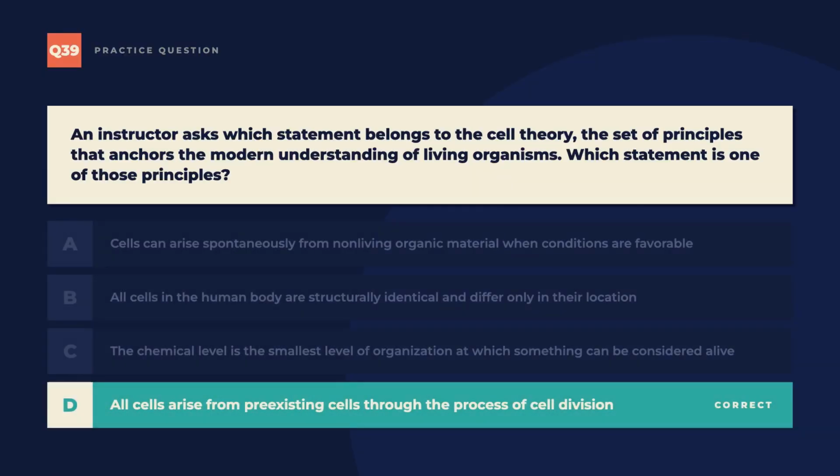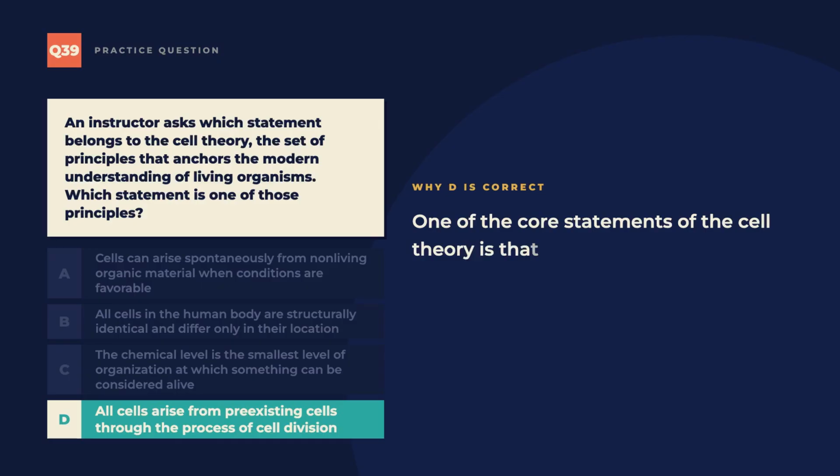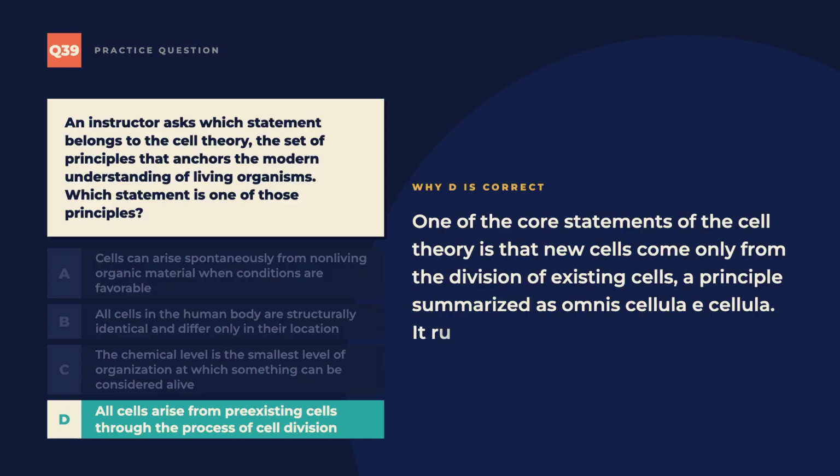The correct answer is D. All cells arise from pre-existing cells through the process of cell division. D is correct because one of the core statements of the cell theory is that new cells come only from the division of existing cells, a principle summarized as omnis cellula e cellula. It rules out spontaneous generation entirely.